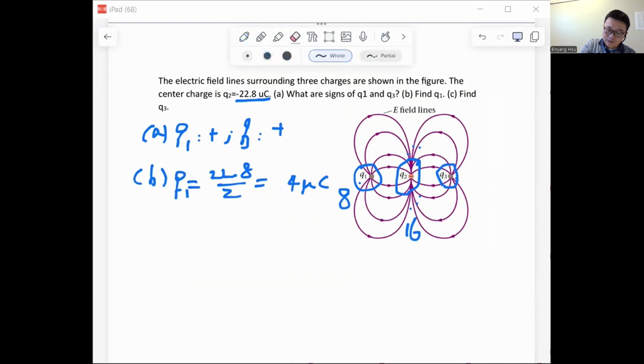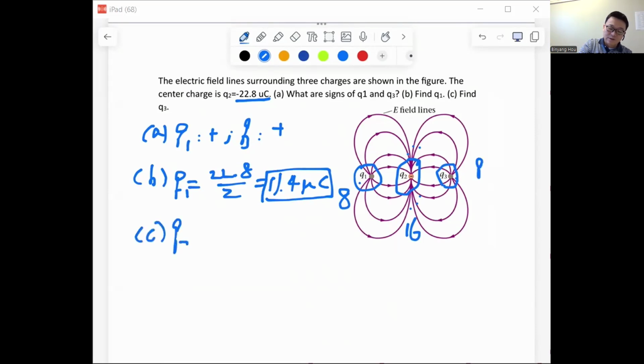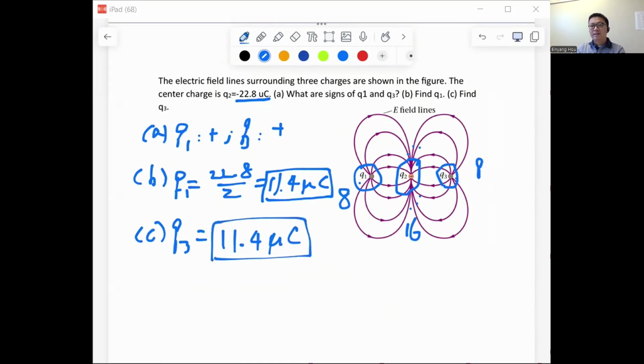Let's erase some of this. It's like stacking all together. 11.4 microcoulomb. The same, you can count how many lines are surrounding Q3. So again, 1, 2, 3, 4, 5, 6, 7, 8. Okay, so it's 8 again. So that tells you Q3 is the same as Q1 because they have the same number of electric field lines surrounding it. Okay, so that's how you can determine that.